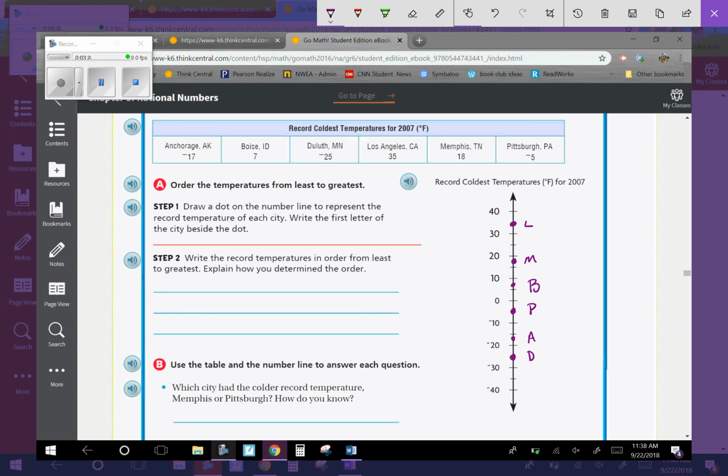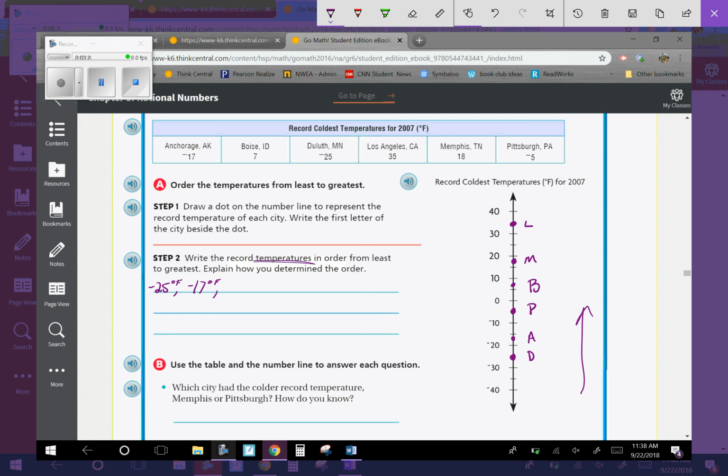Okay, it says write the temperatures, not the cities. So from least to greatest, I know that I need to go to the very bottom and work my way up for least to greatest. So D is the very bottom, which is Duluth, which is negative 25 degrees Fahrenheit. And then I have Anchorage, which is negative 17 degrees Fahrenheit.